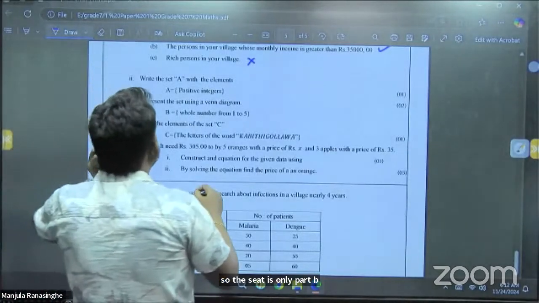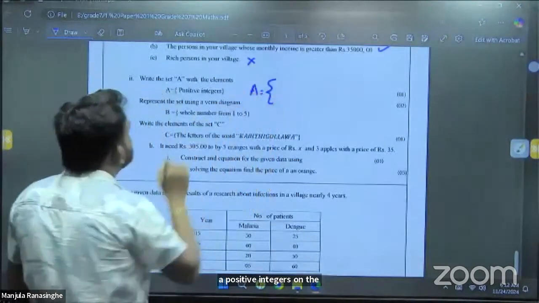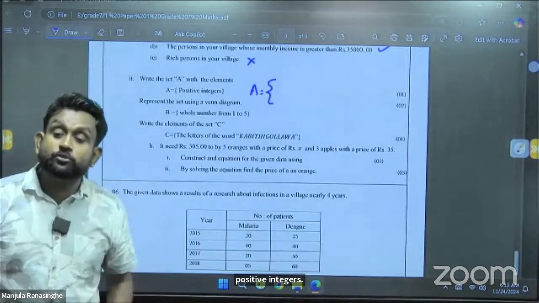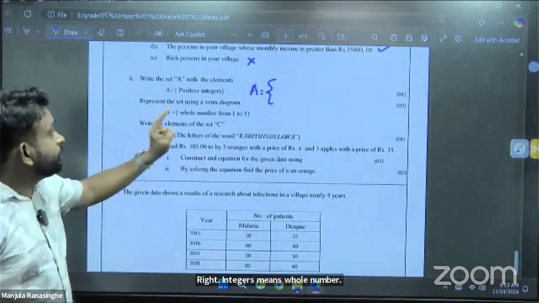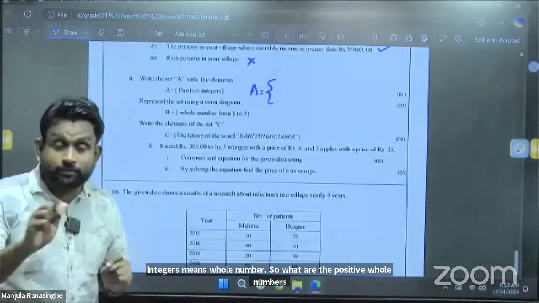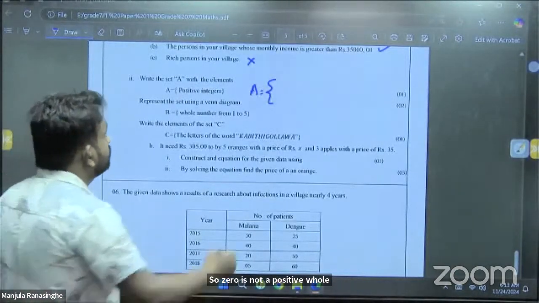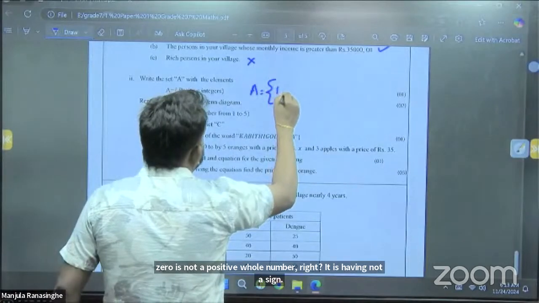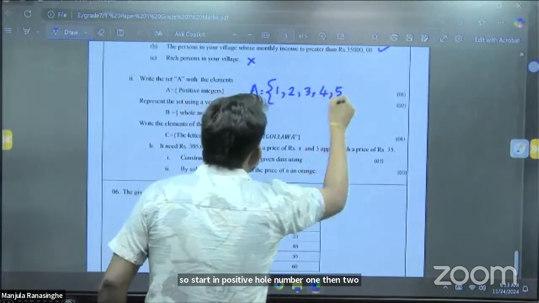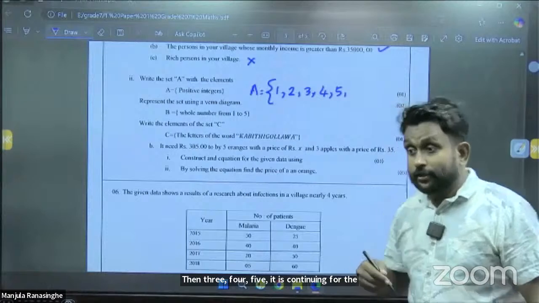A is positive integers. Integers means whole numbers. So what are the positive whole numbers? Positive whole numbers start from 1. So 0 is not a positive whole number, right? It does not have a sign. So starting positive whole number 1, then 2, 3, 4, 5. It is continuing, what we call an infinite set.